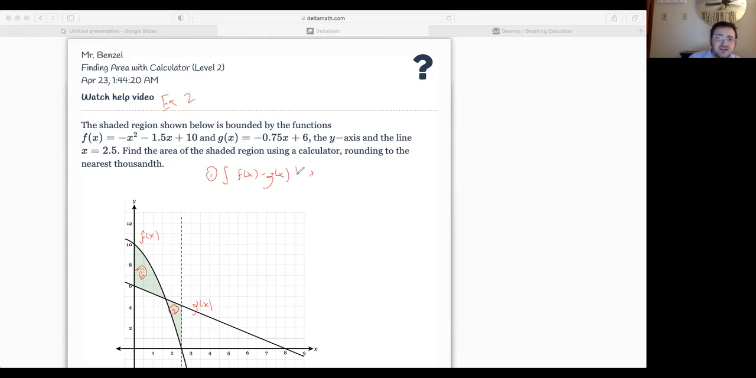And then in region 2, we are doing the integral of g of x minus f of x. And we do have to keep in mind that limit of integration. So we start at 0, and we go to that intersection, and then intersection to about 2.5. Let's actually go to Desmos and fire this up.